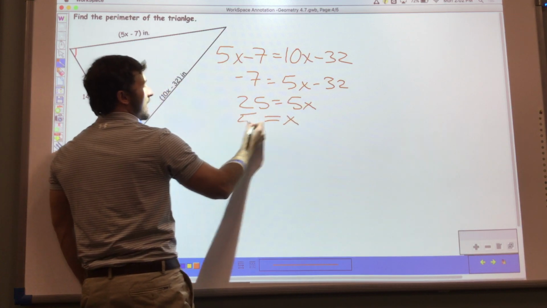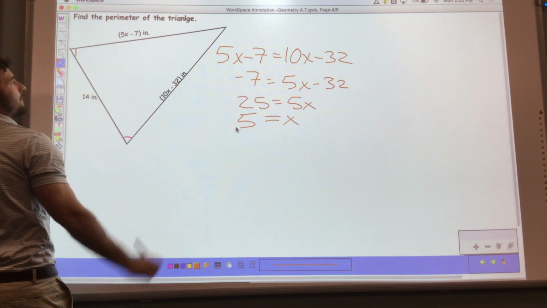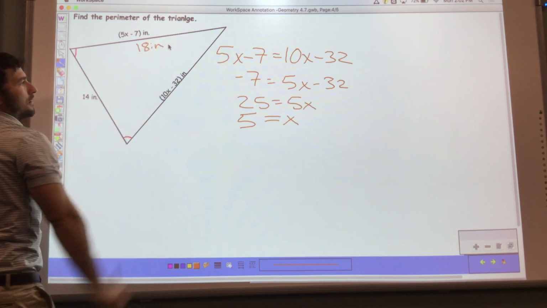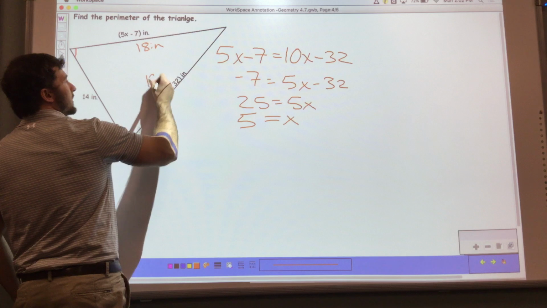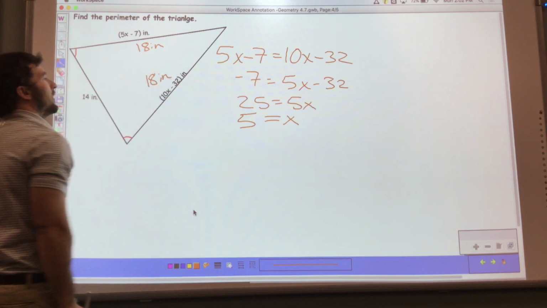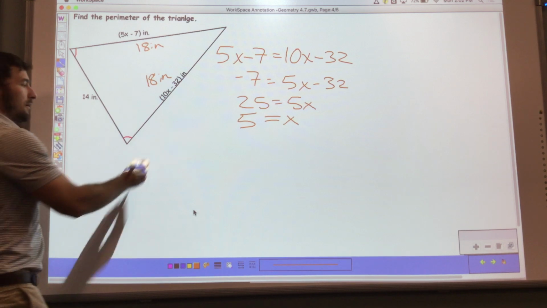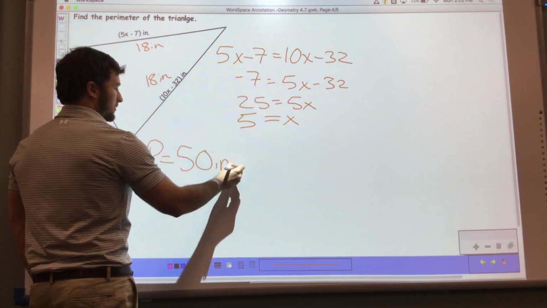So x is 5, and I'm going to plug that back in. 5 times 5 is 25, minus 7 is 18. We should get the same answer here if I did my math right: 50 minus 32 is 18. Then you add up your sides. So 36 plus 14, the perimeter would be 50 inches.